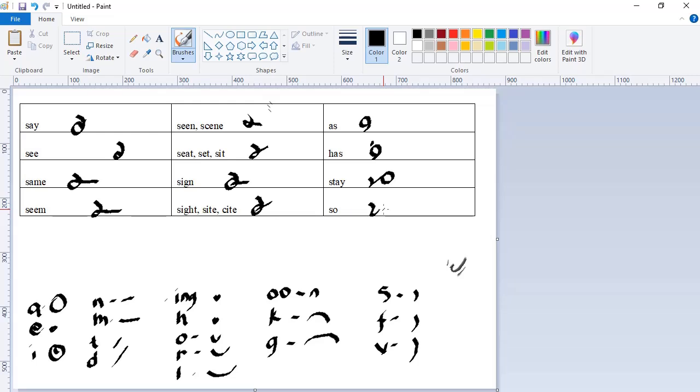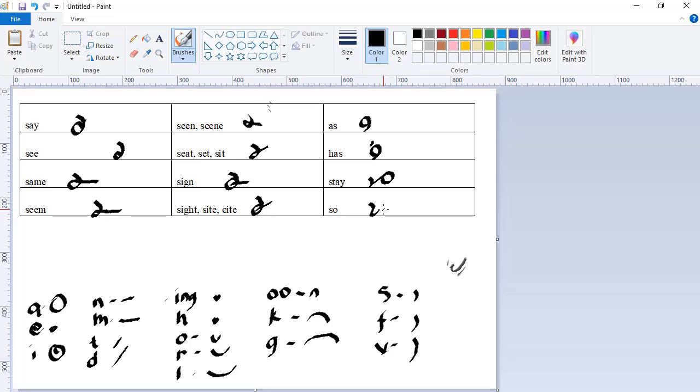Seen. Sit, set, seat. We have S, E, T. And then for set, we have S, E, T, the same E. Okay? And then sign, we have S, I, N. And then sight, we have S, I, T. And then as, we have A, S. Has, we have S, A, S. And then stay, we have S, T, A. And then so, we have S, O. Okay? So, what else? None.